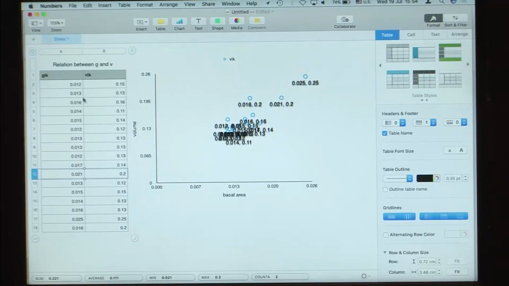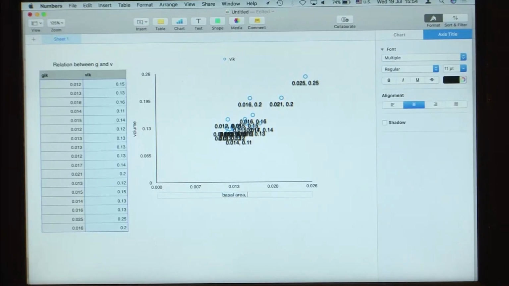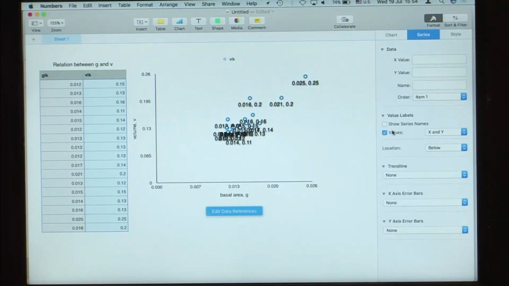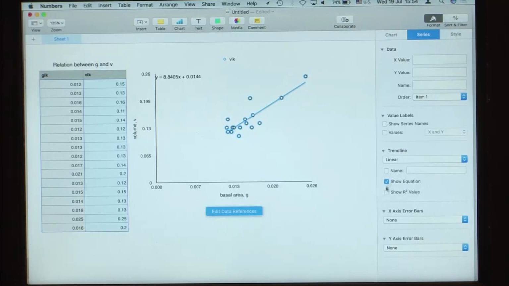Essentially we have taken these values and plotted the basal area, which we write in terms of G, and the volume, which is written as V. We are plotting all the G values versus the V values, and this is the plot that we get. Now let us remove these values and put a trend line here. Let us put a linear trend line and ask it to give us an equation. This is the equation that we are getting.